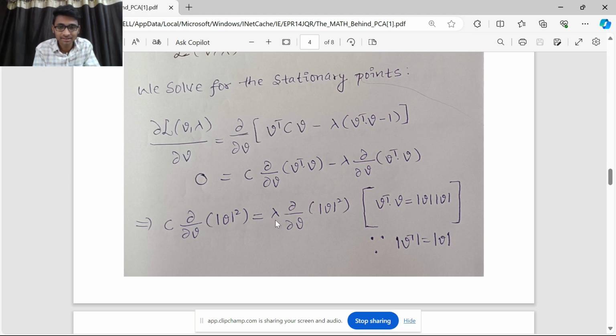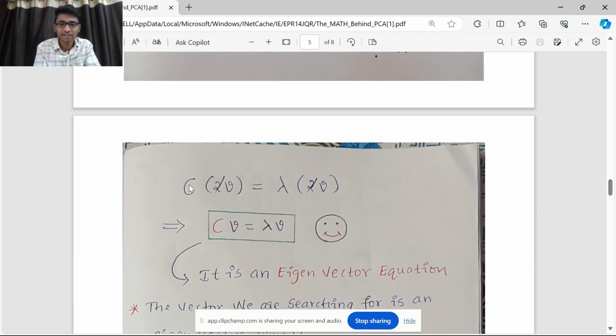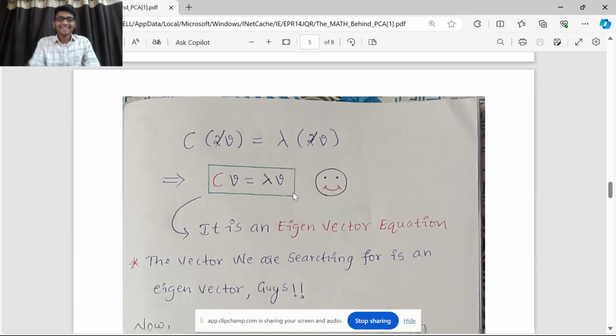And I have taken this part to the right side, and the negative is gone. I think you can do this simplification, right? It is a very easy simplification. The derivative of modulus of v whole square is 2v, so it becomes 2v. I have written it: C into 2v is equal to lambda.